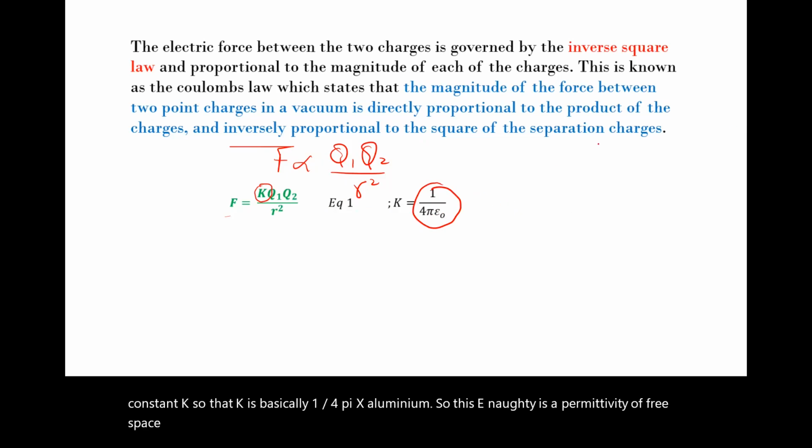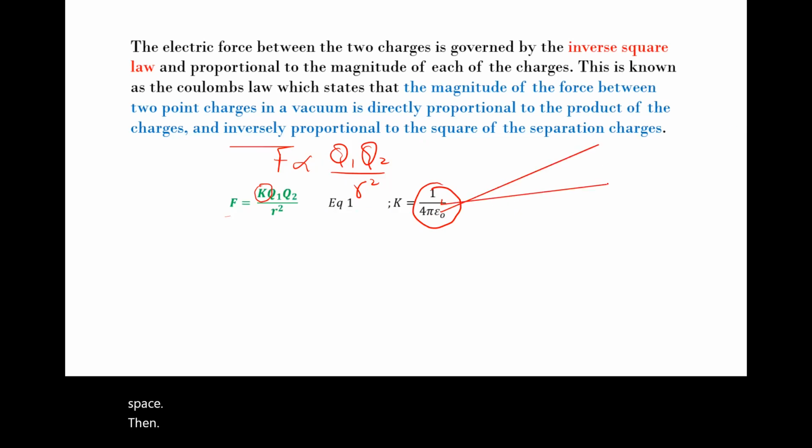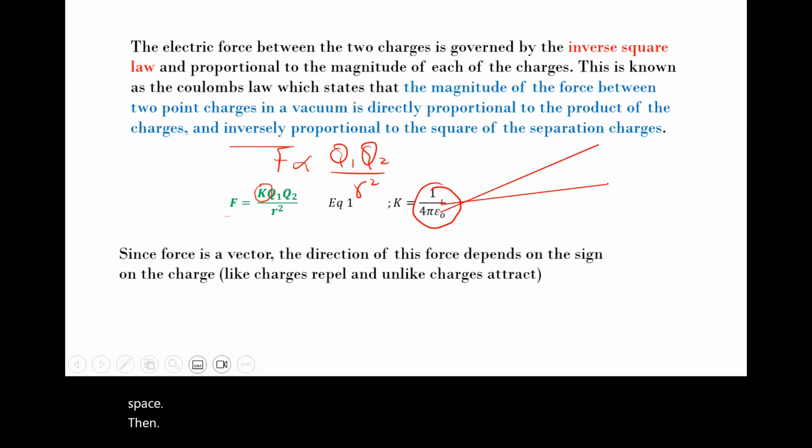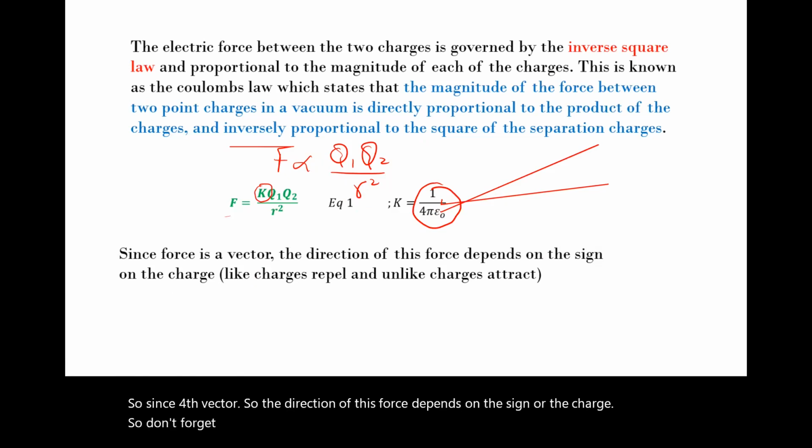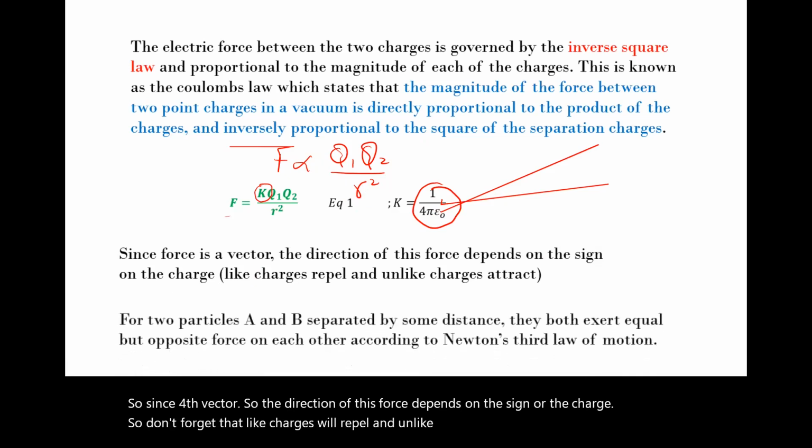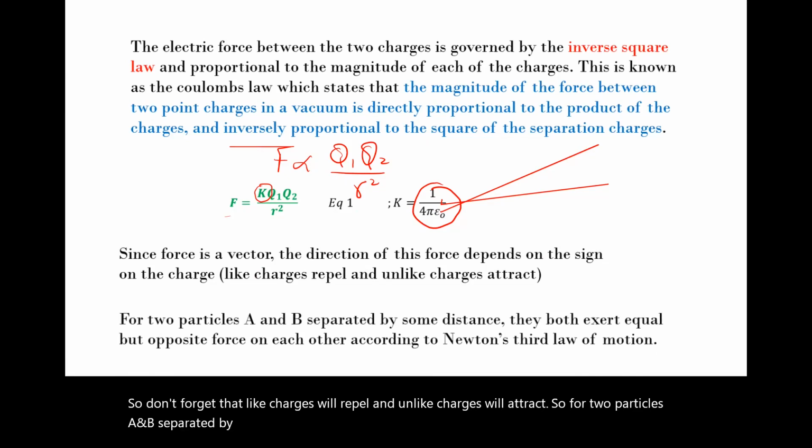Then, since force is a vector, the direction of this force depends on the sign of the charge. So don't forget that like charges will repel and unlike charges will attract. For two particles A and B separated by some distance, they both exert equal but opposite forces on each other, according to Newton's third law. So what does that mean?